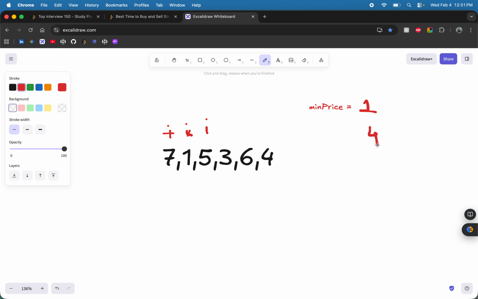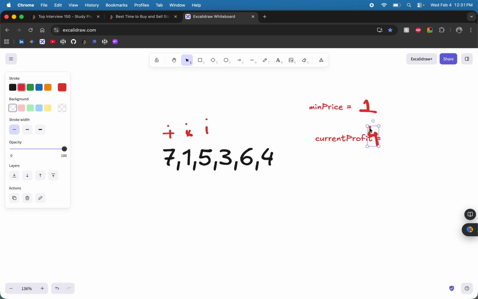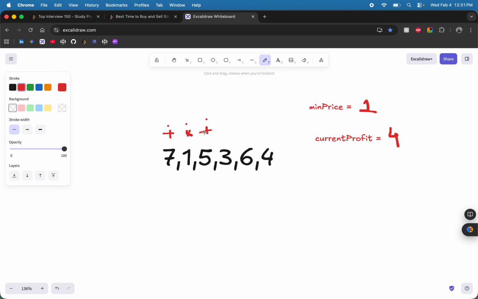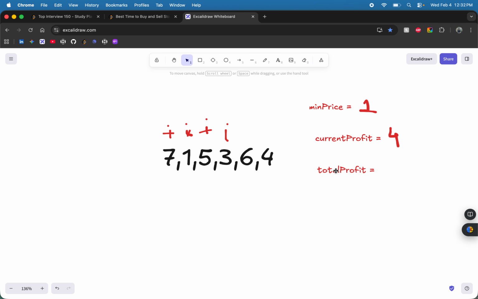We will store this in a variable known as current profit, because this is the profit we have encountered till now. At the end we also have to calculate the final profit. Now we come to this index, we see that this is smaller than the previous one, so therefore we have to calculate another instance of profit. So we will have another profit, let's say total profit, which we will update only when we encounter it.